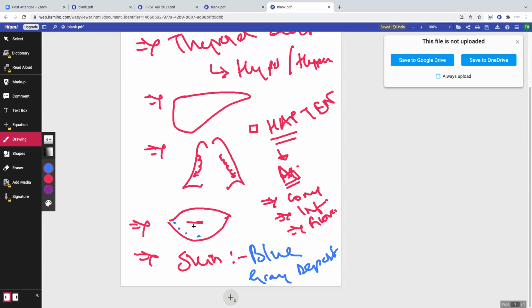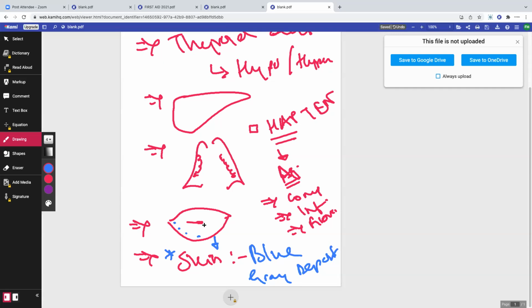Okay, so what's the difference between this and digoxin? In digoxin, there is blue-yellow vision. Over here, vision is okay, but there is blue pigment deposition in the skin and to some extent in the eyes, but more in the skin than in the eyes. Have I made myself clear?